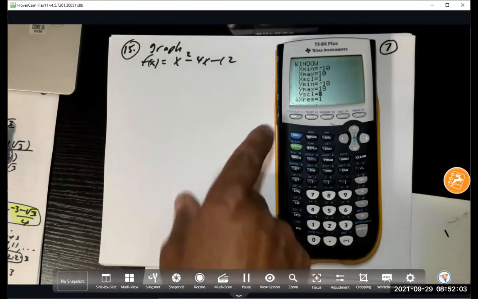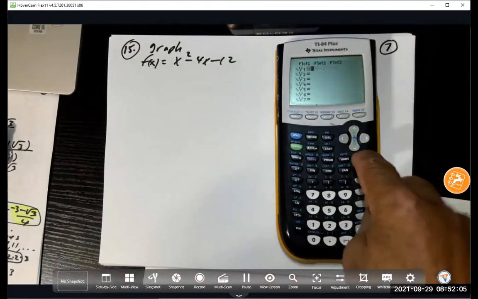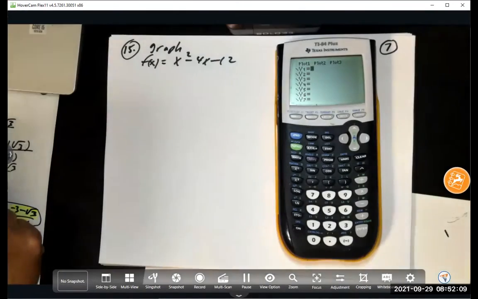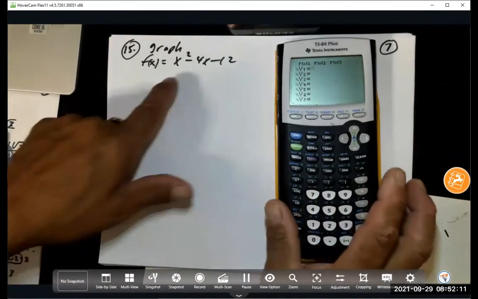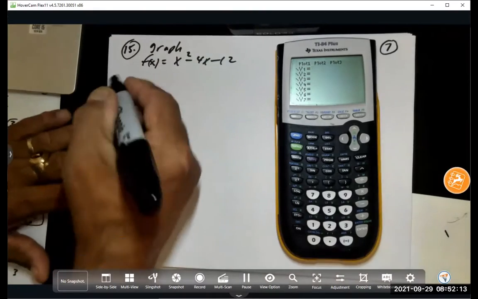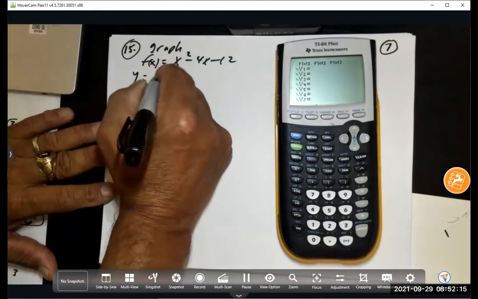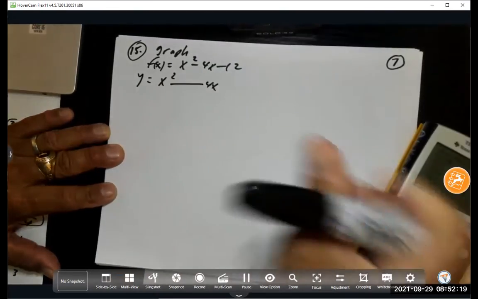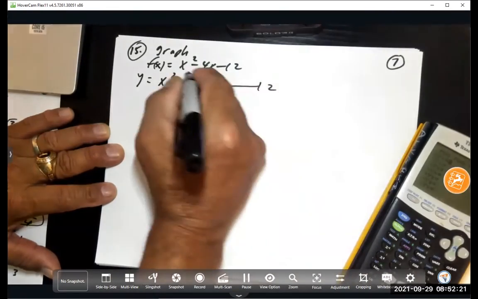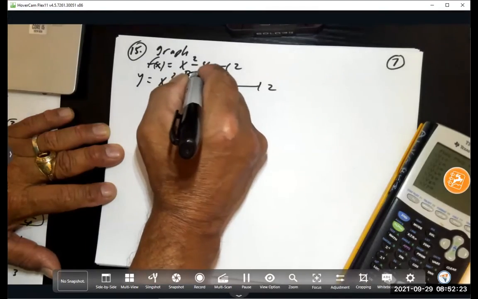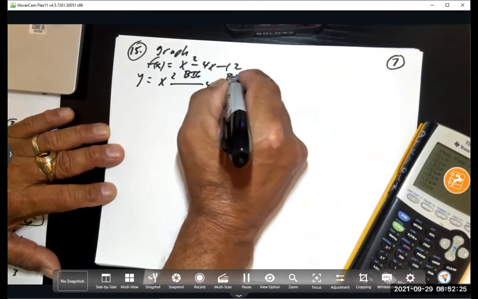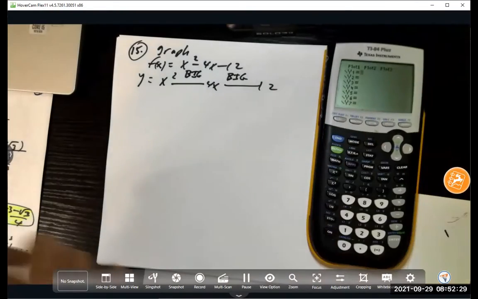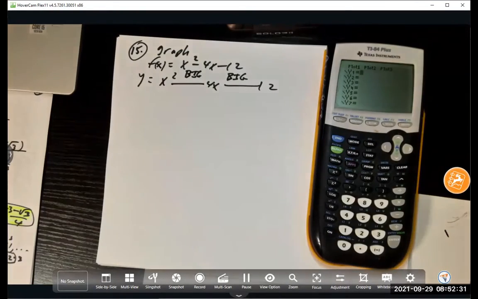Now hit Y. Can we get rid of the old stuff right there? You should have nothing there. Now you're going to put this right here. Ready? Let me write it down for you. You're going to put x squared minus 4x minus 12. This is a big minus sign. Do y'all see that right there? Big minus sign, big minus sign.